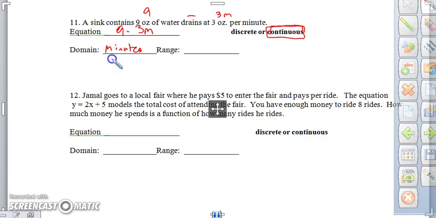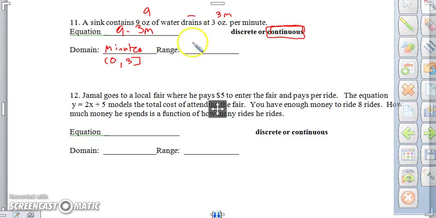And when we're talking about time, we can start with 0. That's our starting time. What's the most amount of minutes we can have? Well, if we put in 3, we'll get 9. 9 minus 9 will be 0. We can't take away after that, so it's going to stop after 3 minutes.